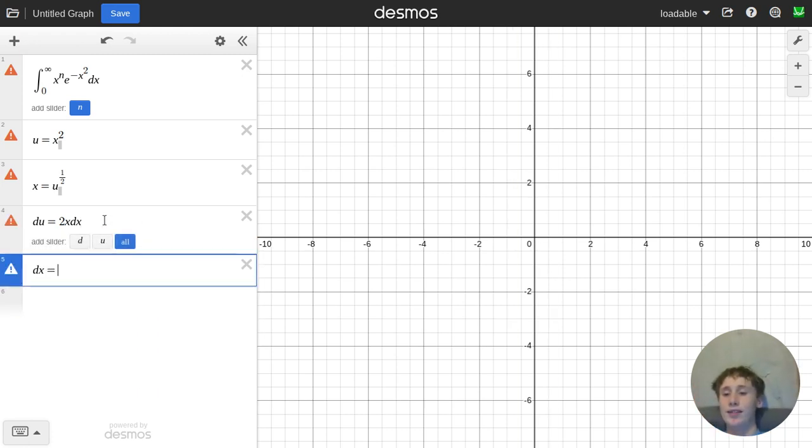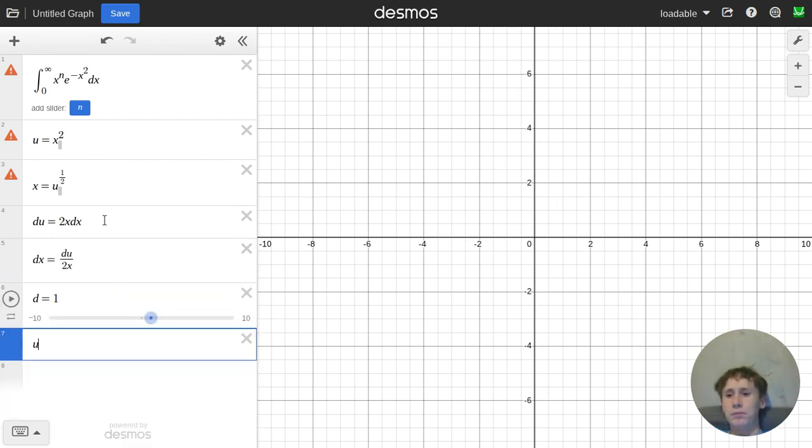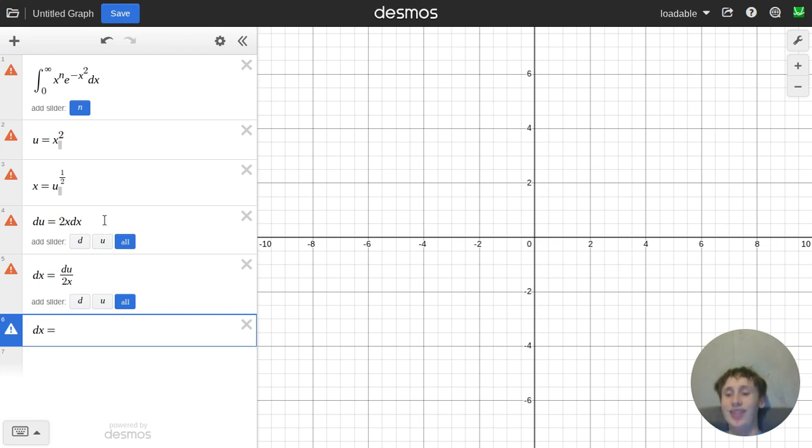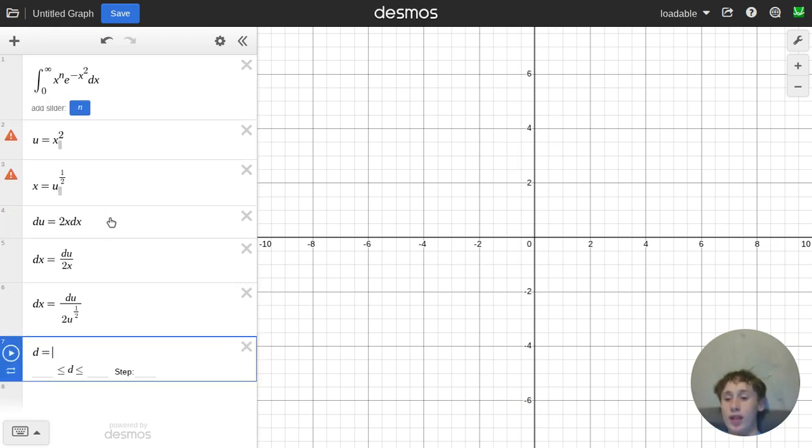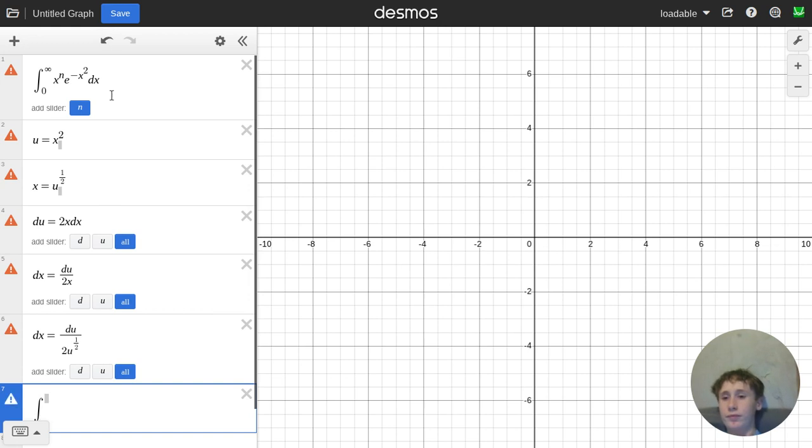And that means dx is equal to du over 2x, which means dx is equal to du over 2 times u to the 1/2, which is the square root of u. Okay, so we set up our new integral here. Substitute all that in.